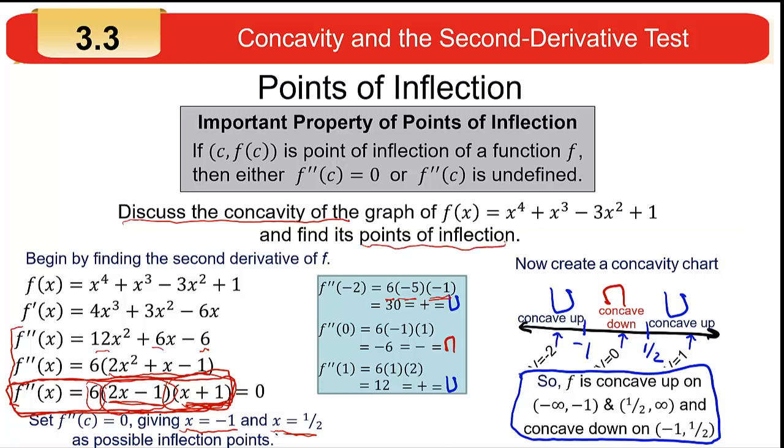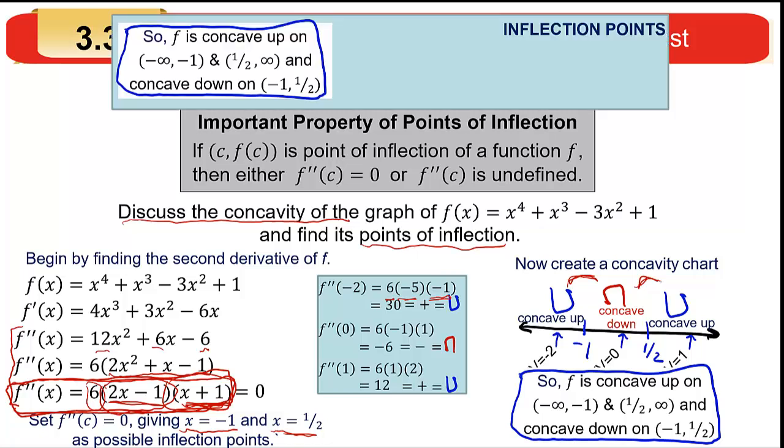That comes anywhere you see a change of concavity. So there's a change of concavity from up to down at -1. So that's an inflection point, or x coordinate of an inflection point. And there's a change of concavity from down to up at 1/2. So that's also the x coordinate of an inflection point. So to summarize this and wrap it up, we have the intervals where it's concave up and concave down, and we know the x coordinates of the inflection points. Now we just need to find the y coordinates.